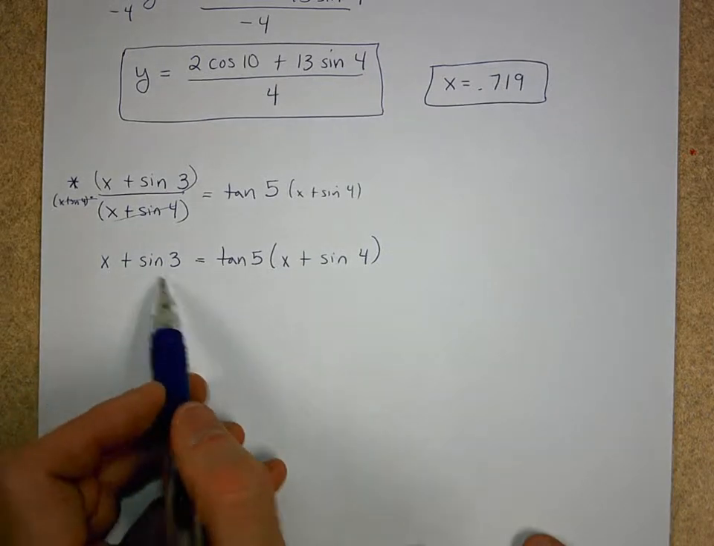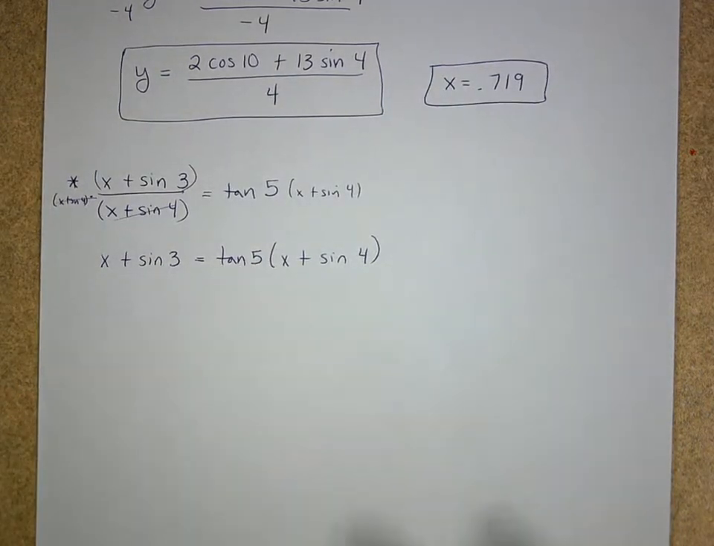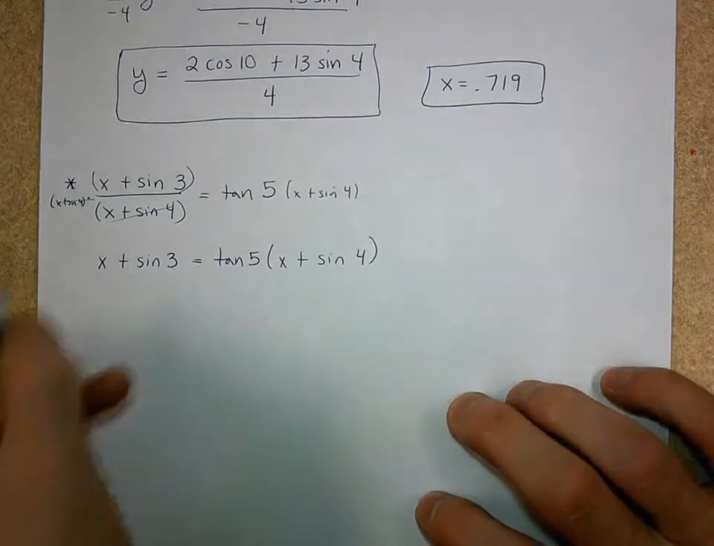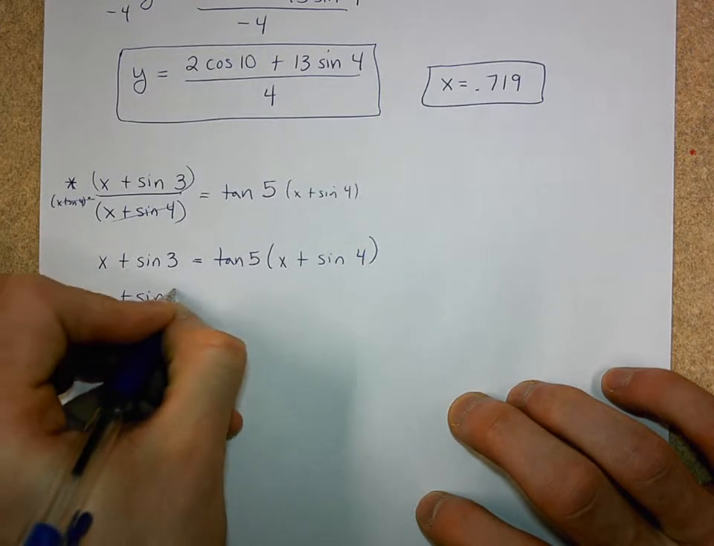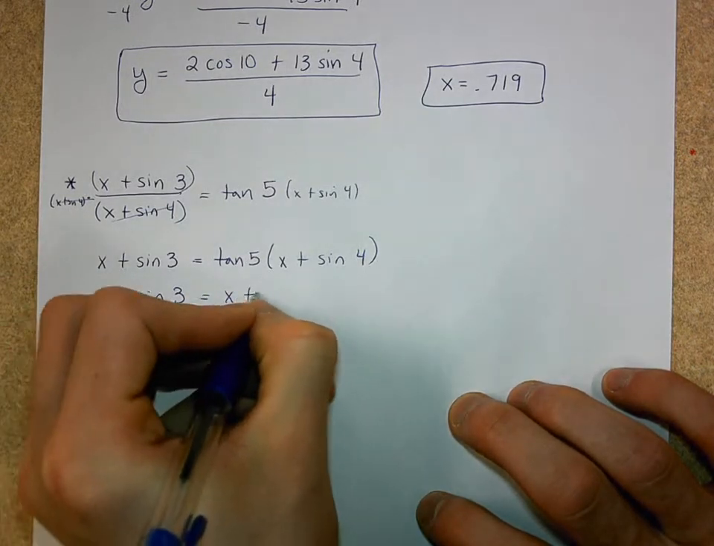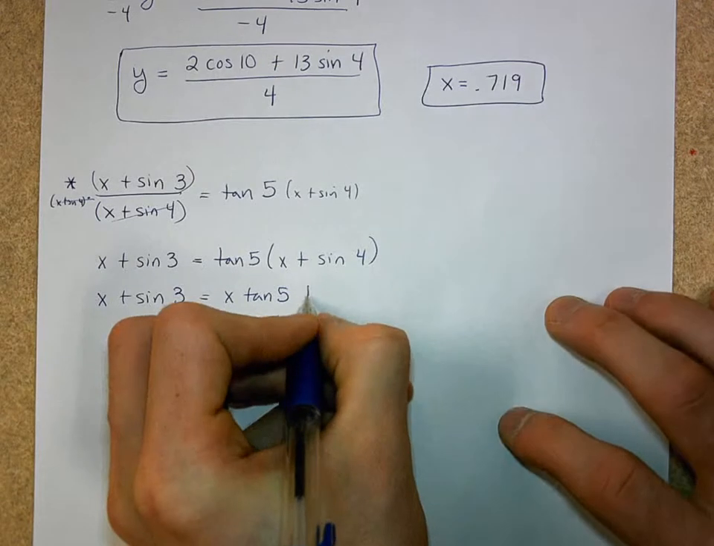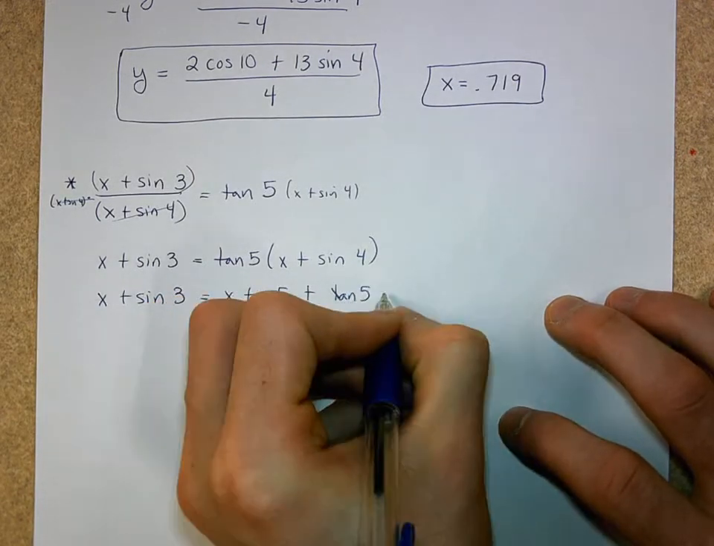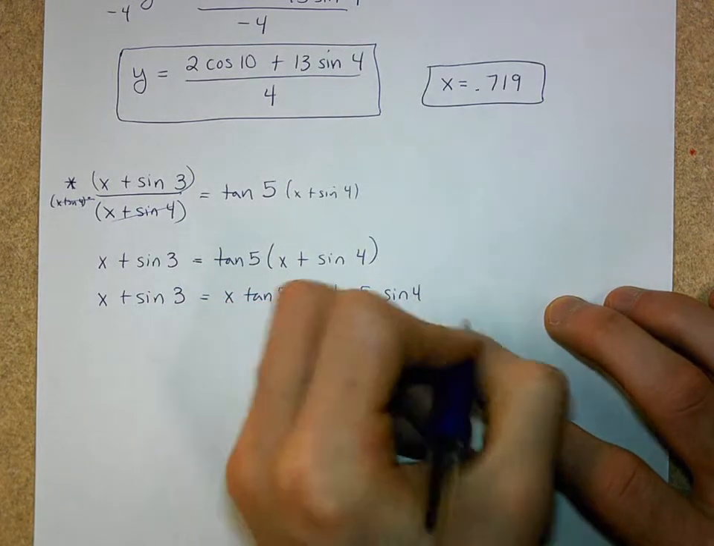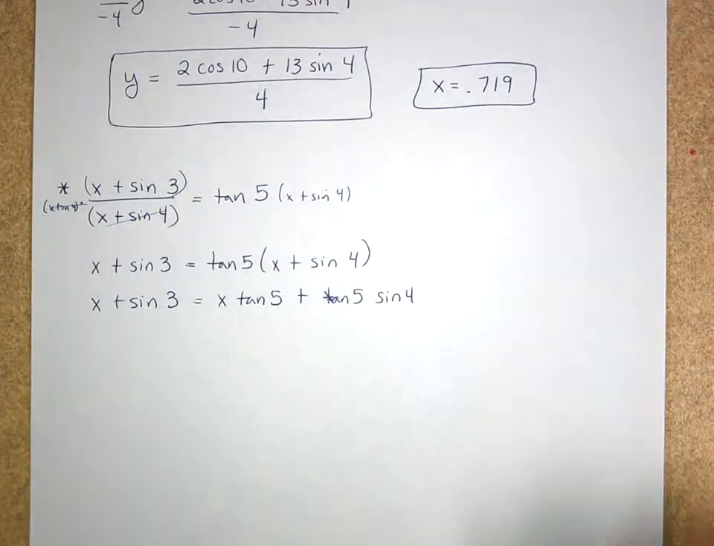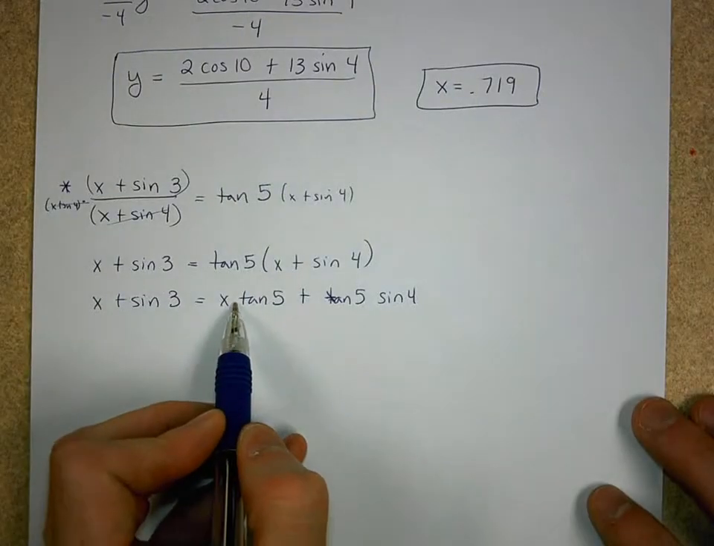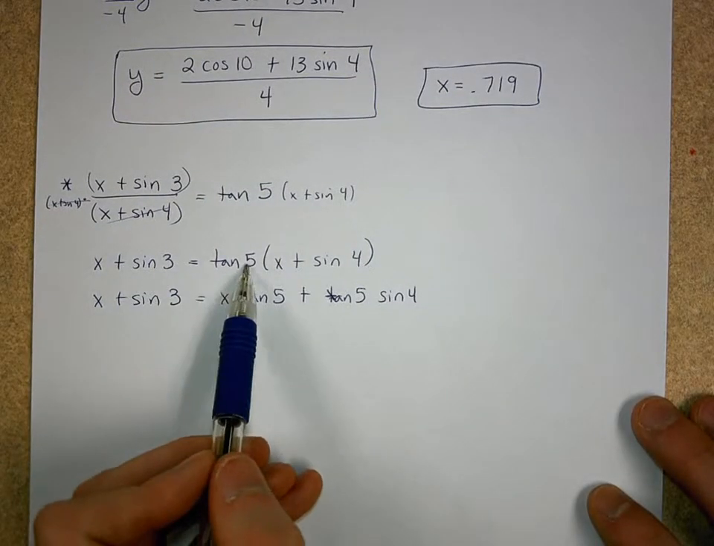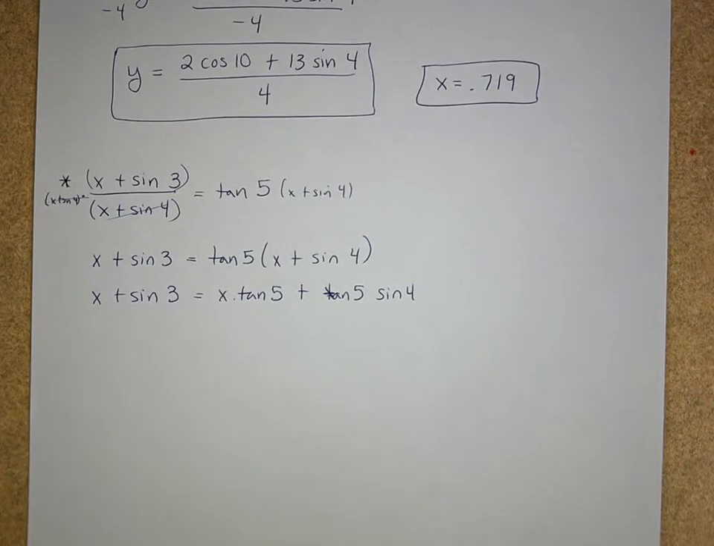If I move the sine of 3 over, I've got an x over here which I've got an issue with. So I need to now distribute this tangent in so I can get rid of my parentheses. So x plus sine of 3 equals x times the tangent of 5 plus tangent of 5 times the sine of 4. And I chose to write the x in front here because if I were to write it as tangent of 5 times x, it might look like the x is attached to the 5, and we want to avoid that.